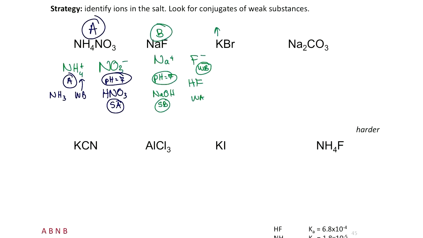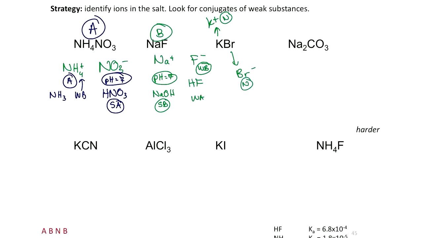K plus, what is that? It's going to be neutral. Why is it neutral? Because it's group 1A, yes. So it comes from KOH, so it is pH neutral. What about bromide? Is that going to be acidic, basic, or neutral? That is going to be neutral.